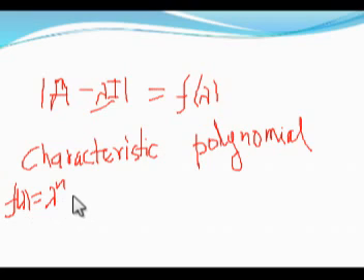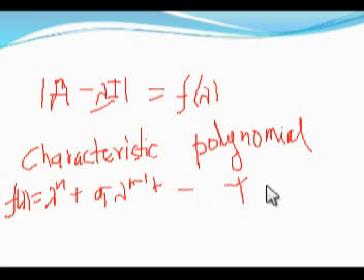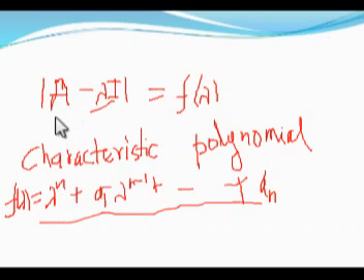Lambda's maximum power will be lambda n, plus a coefficient times lambda n minus 1, dot dot dot, plus a constant. So this will be the characteristic polynomial in lambda. Its maximum power is n, which is equal to the order of the square coefficient matrix and identity matrix, the lambda's highest power lambda n. So this is the characteristic polynomial.